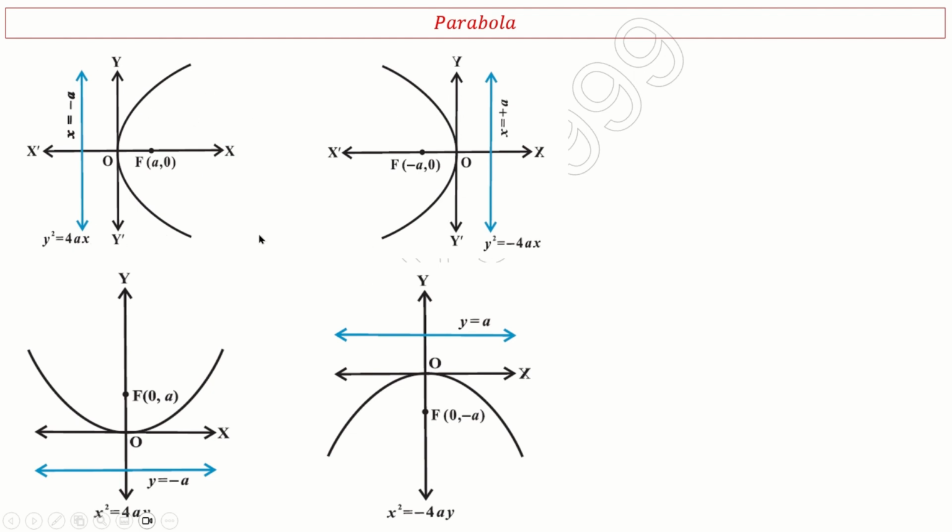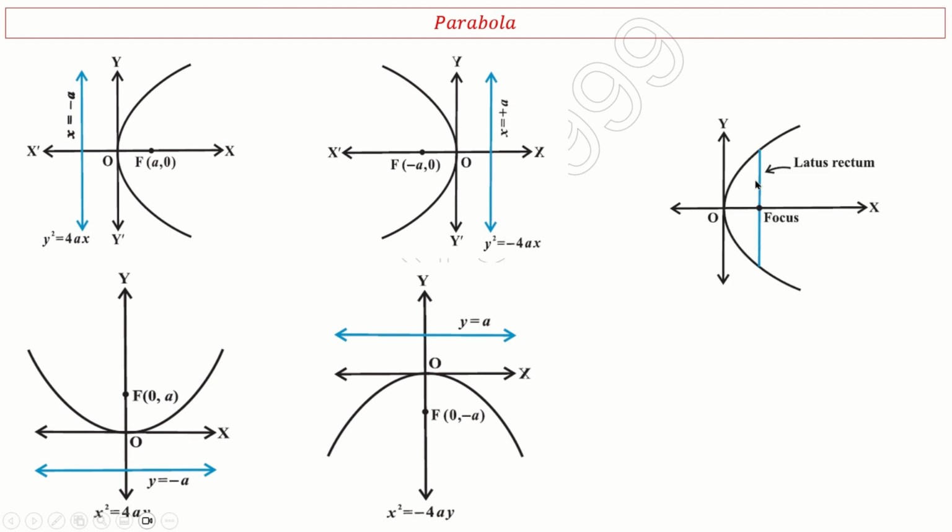If it is going to the other side of the x-axis, it is called minus 4ax. If it is forming on the y-axis, then the general equation is x square equal to 4ay. If it is on the reverse of the y-axis, that is the negative side of the y-axis, then it is x square equal to minus 4ay. So these are the information here.